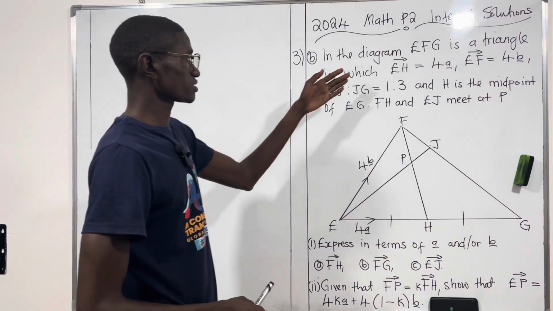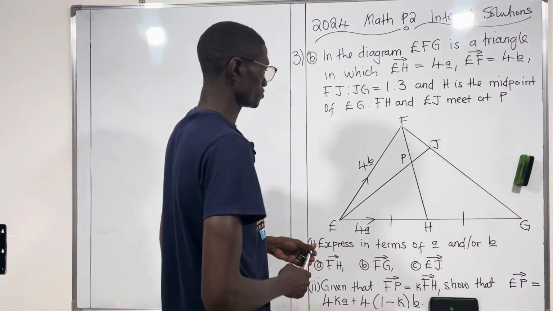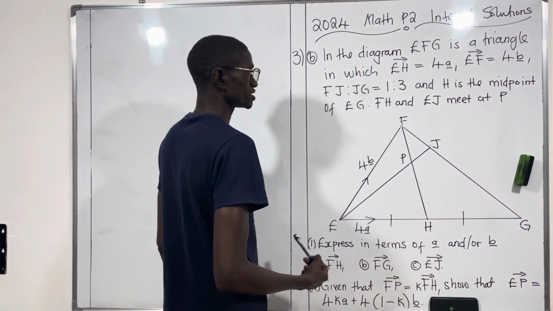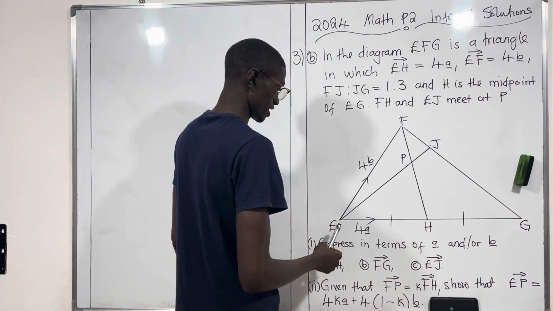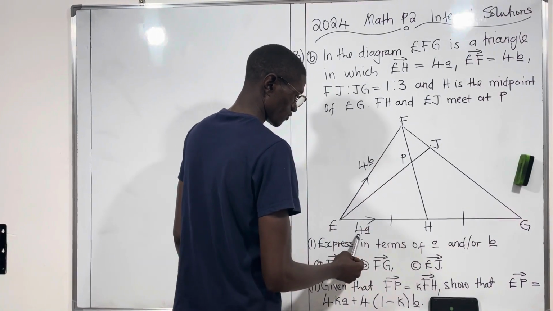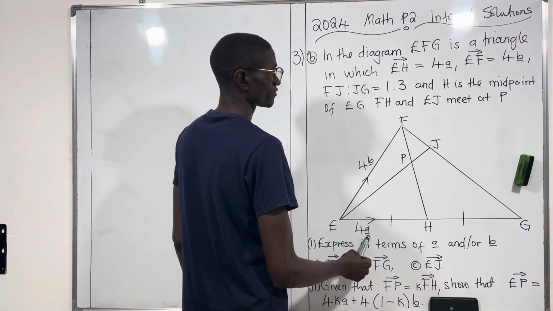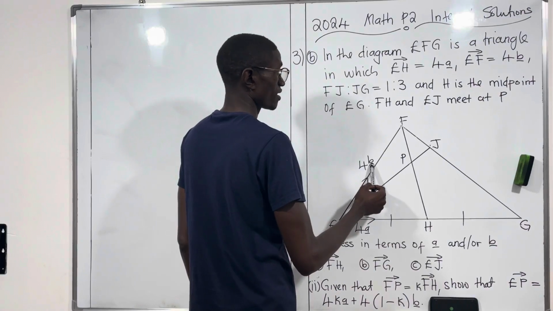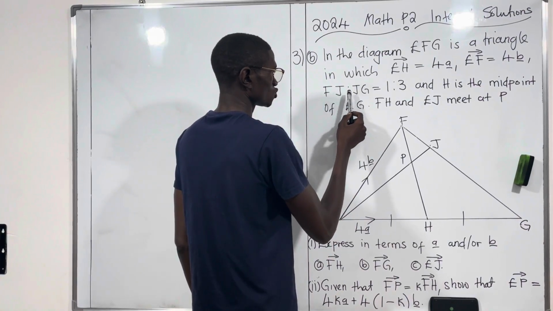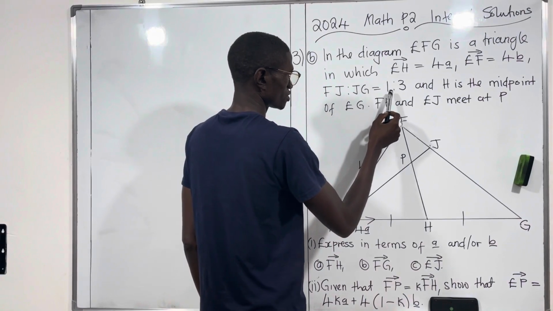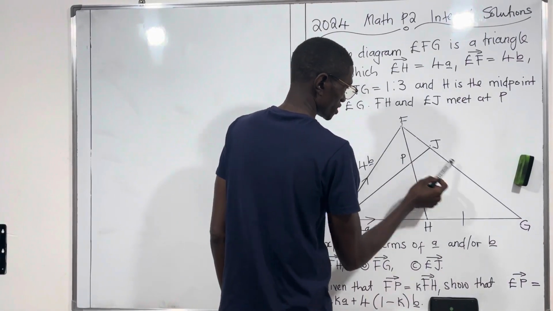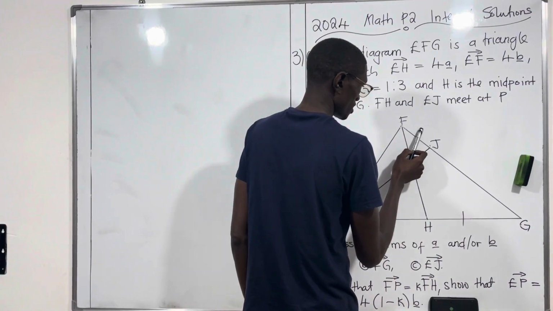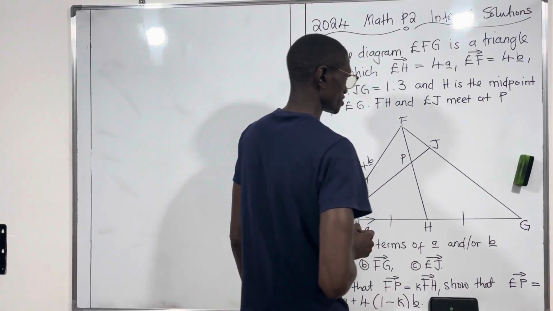The question says, in the diagram, EFG is a triangle in which EH is equal to 4 vector A, and EF is equal to 4 vector B. And then FJ to JG is of the ratio 1 to 3, meaning the distance from there to there is 1, and from there to there is 3.